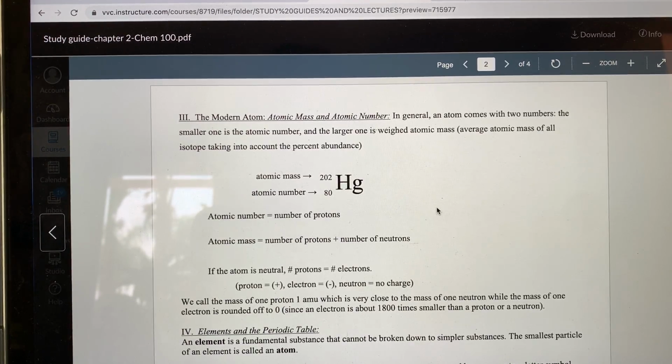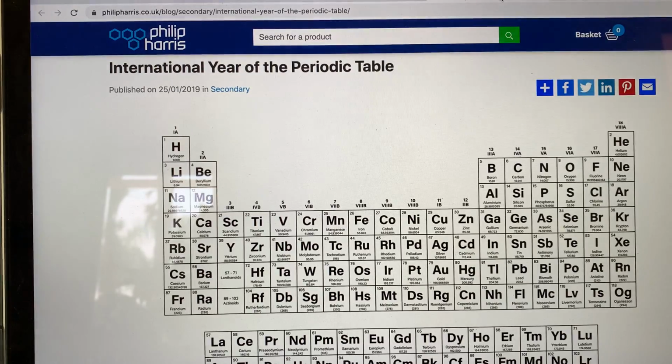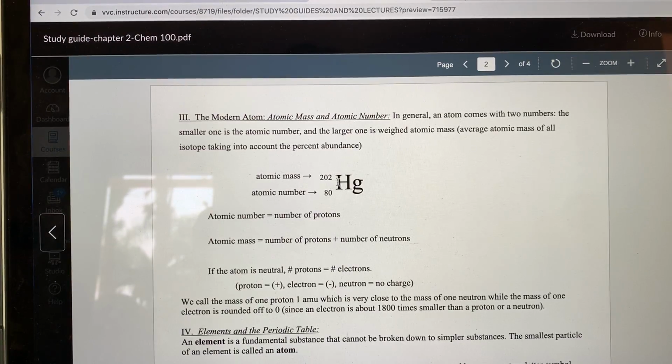Now we have a modern theory. Any periodic table you look at, for example, Mercury is right here. You see two important numbers. One is called the atomic number, the smaller number. The other is the larger number, about 200. That's the atomic mass. In the old-fashioned way, we put the large number on top and the atomic number, the smaller one, on the bottom. But the new way nowadays, they are all over the place.